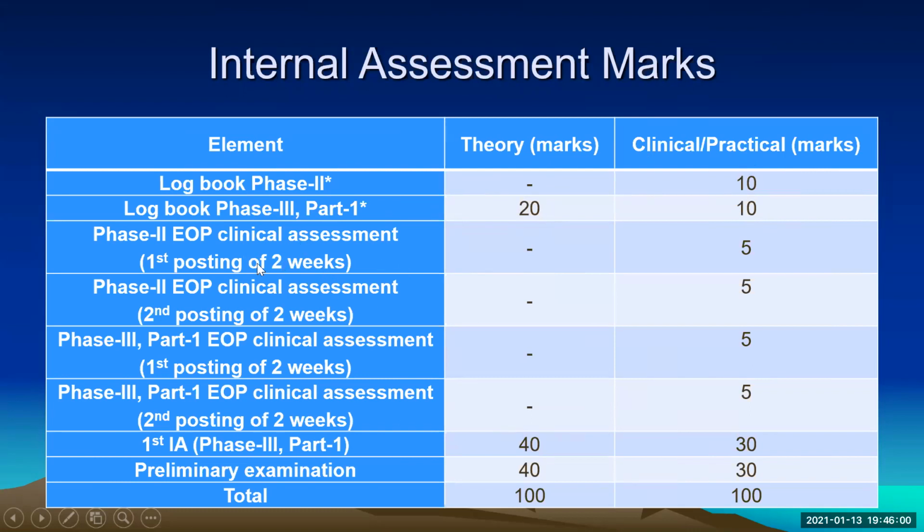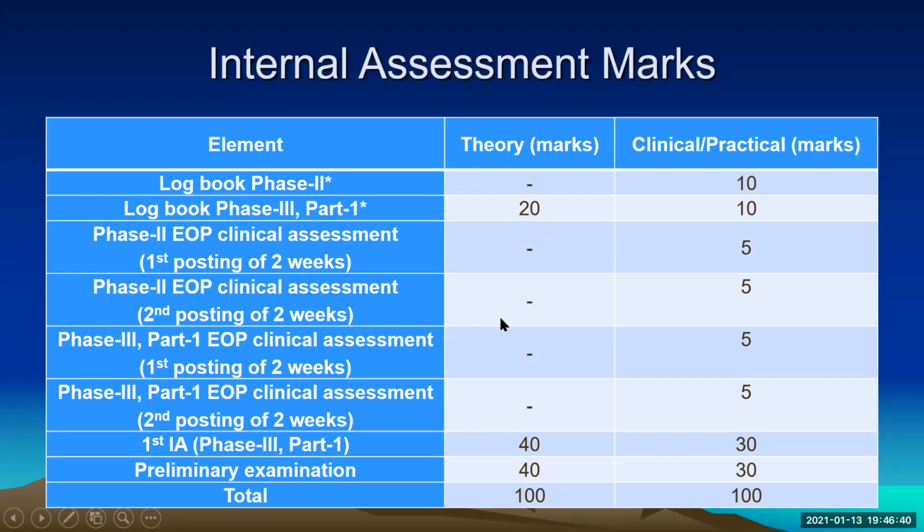Then, as I told you, we have 8 weeks of clinical posting, and most probably it applies to ophthalmology also, so these things will remain the same. It is written as 4 weeks and 4 weeks, but I have divided it into four postings of 2 weeks rather than two postings of 4 weeks, because 4 weeks is a very long time. So if we consider that the student will come to ENT and ophthalmology posting for 4 times of 2 weeks each, then there will be 4 clinical end-of-posting examinations, 2 in phase 2 and 2 in phase 3 part 1.